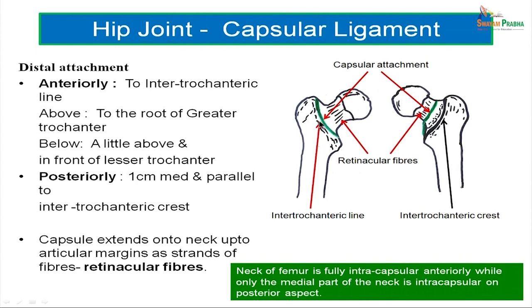Now the capsule extends from its attachment onto the neck as fine strands which are called retinacular fibers. So the capsular attachment is here. From here the capsule extends along the neck as fine fibers, both anteriorly and posteriorly, and these fine fibers of the capsule extending onto the neck are called the retinacular fibers.